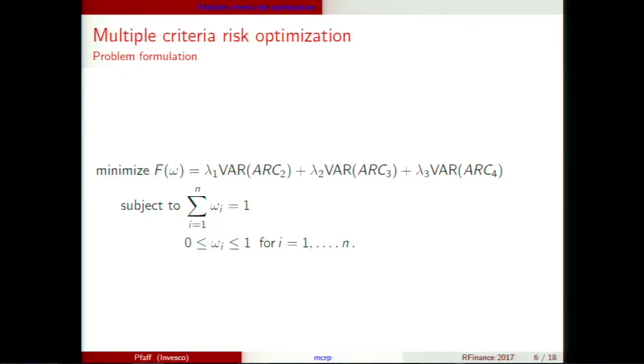You can either set a certain lambda value, say lambda 2 equal to 0, and then out of that optimization framework, the portfolio skewness completely drops out and you would optimize only with respect to the risk contributions with respect to the portfolio standard deviation risk and/or the portfolio kurtosis.